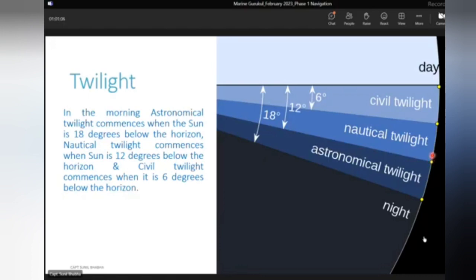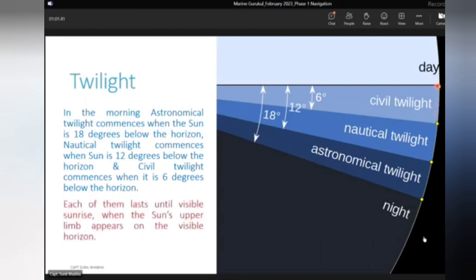After this instant, the sun keeps on coming closer to the horizon, and at this particular instant, you can follow the laser pointer, the sun is 6 degrees below the horizon. The angle is shown in the diagram. At this point, when the sun is 6 degrees below the horizon, civil twilight commences. Now, all these three twilights go up to the sunrise. Each of them, the astronomical twilight, nautical twilight, and civil twilight, lasts until the visible sunrise. Visible sunrise is when the sun's upper limb appears on our visible horizon. That's the instant we call visible sunrise.